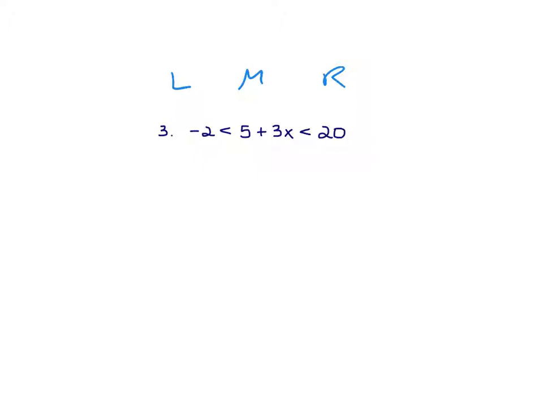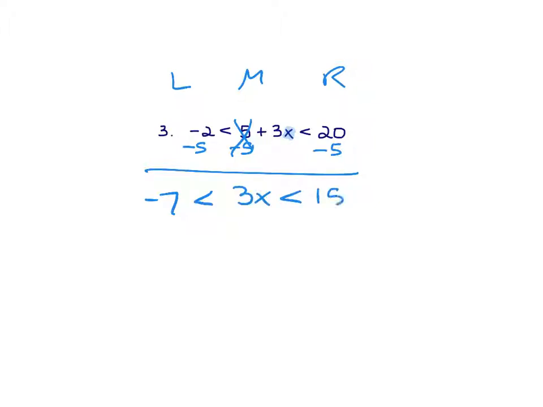So again, my goal is to get x all by itself. So I'm going to first subtract 5 from the left, from the middle, and from the right. So now my goal is to get x that's in the middle all by itself. So far I've gotten the 5 out of there. So I get negative 7 less than 3x less than 15.